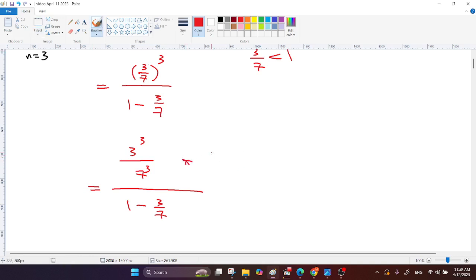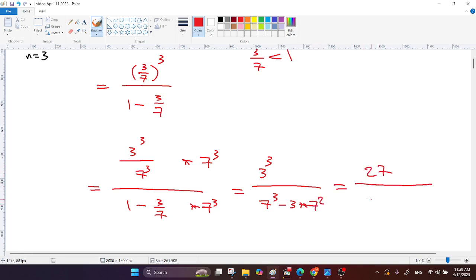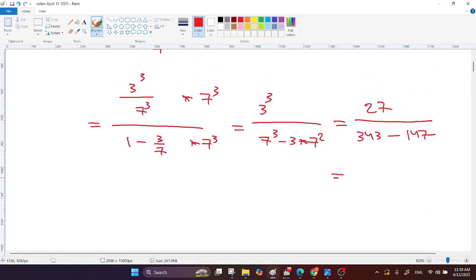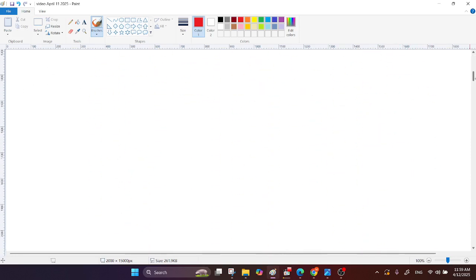Now multiply the numerator and denominator by 7 cubed, because you need to simplify the answer. So here we have 3 cubed over 7 cubed minus 3 times 7 squared. So we have 27 over 343 minus 147, and this equals 27 over what? Over 196. Is that correct? Yes, it's correct. Let's go to the next problem.